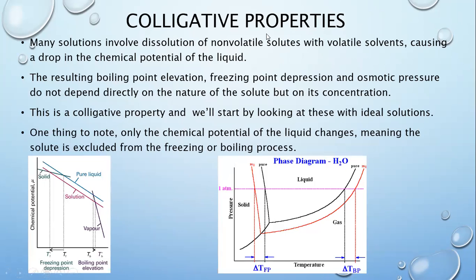When we dissolve a non-volatile solute in a volatile solvent, we're going to see a drop in chemical potential of the liquid. This also results in a boiling point elevation and freezing point depression, as well as a change in osmotic pressure. The weird part is that this does not depend on what is dissolved, only on the concentration. So this is a colligative property. We'll start looking at these when we talk about ideal solutions.